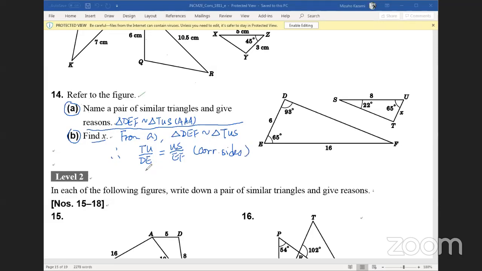Then you substitute: TU is X, DE is 6, and then US is 8, and then EF is 16. We have 16 here. And X therefore equals 3.